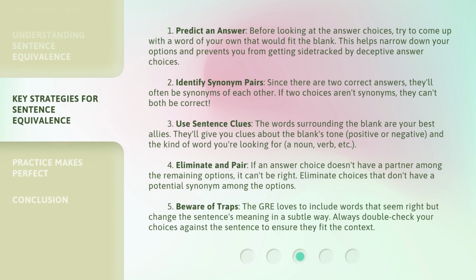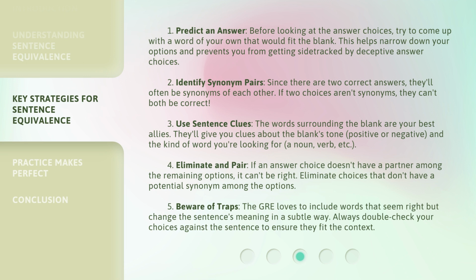1. Predict an answer. Before looking at the answer choices, try to come up with a word of your own that would fit the blank. This helps narrow down your options and prevents you from getting sidetracked by deceptive answer choices. 2. Identify synonym pairs. Since there are 2 correct answers, they'll often be synonyms of each other. If 2 choices aren't synonyms, they can't both be correct.